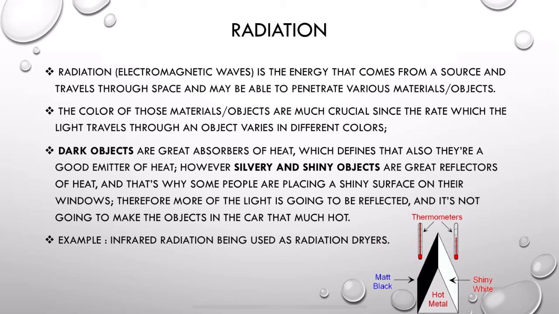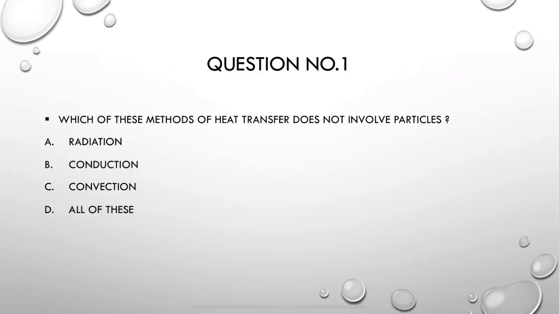And an example of radiation is infrared radiation being used in radiation dryers. As you can see in the picture, the surface which is matte and black increases in temperature much higher, since it's absorbing and emitting heat much more compared to shiny, or in other words, white objects. So guys, let's go through a couple of questions.